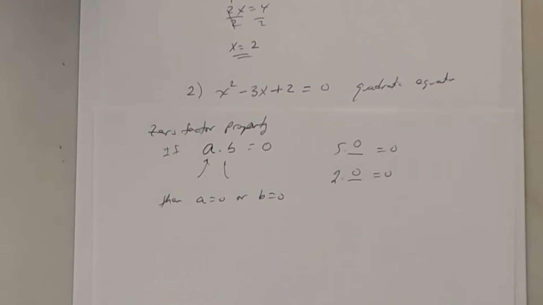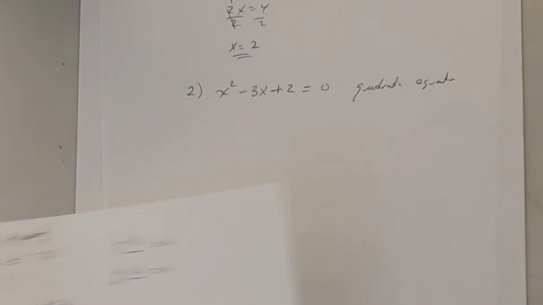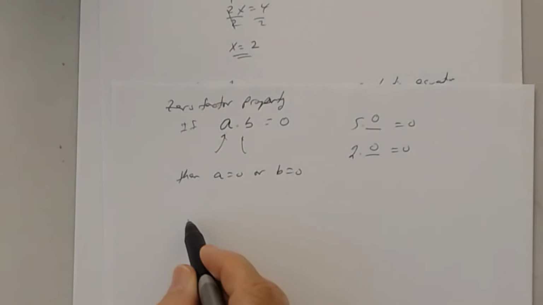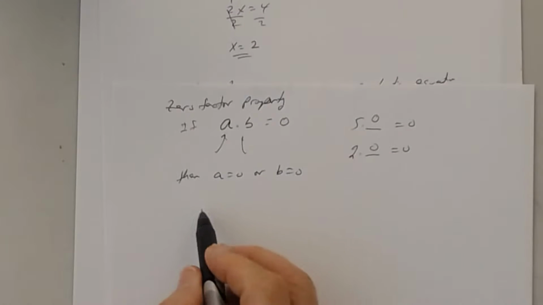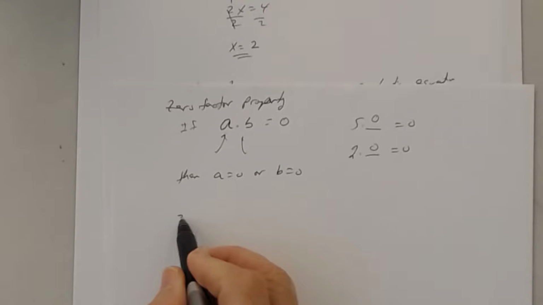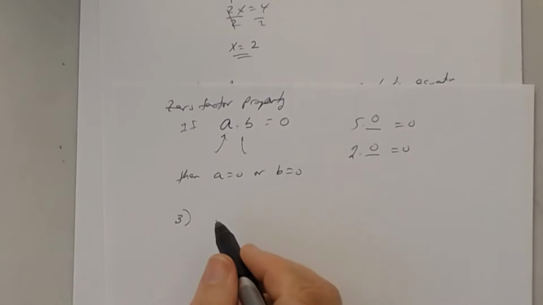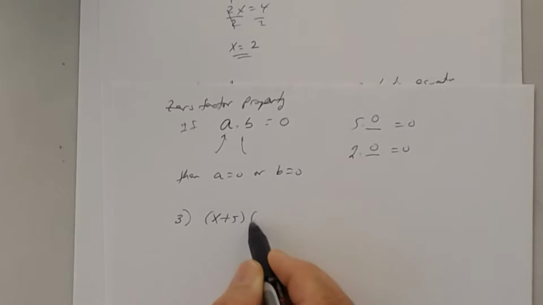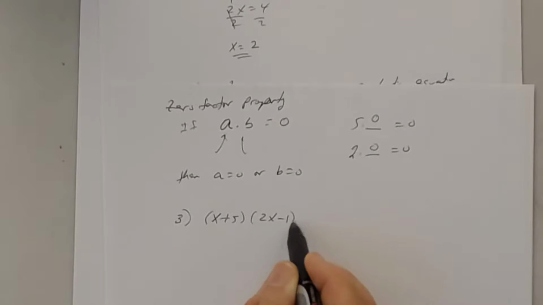So before I go back to number 2, we're going to think about how to do number 2. Before I do that, though, let's look at this. So suppose I had this. Suppose I had, and I'm going to write this as number 3 for right now, this equation. I had x plus 5 times 2x minus 1 equals 0. Suppose I had that. X plus 5 times 2x minus 1 equals 0.